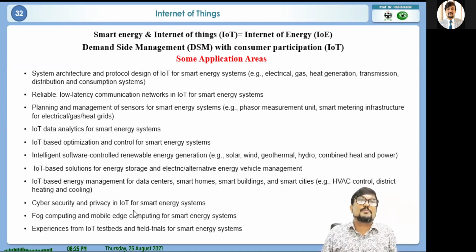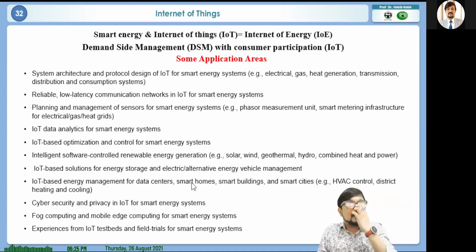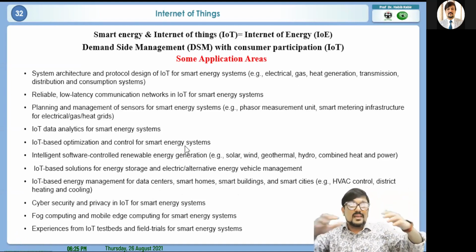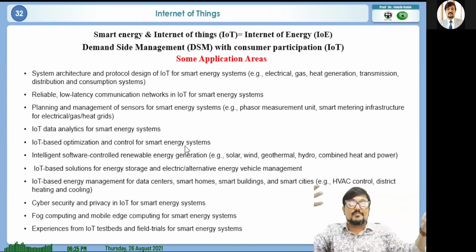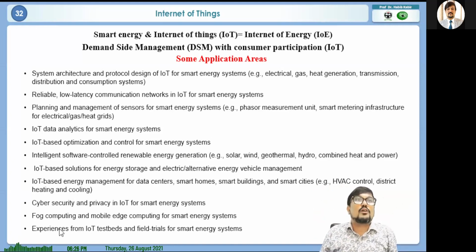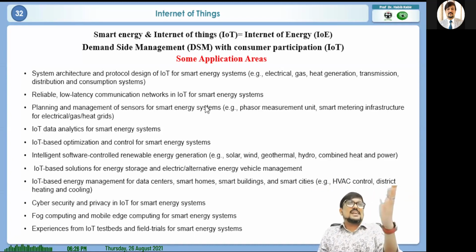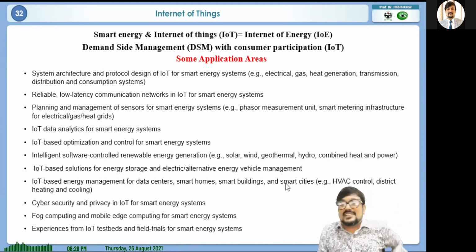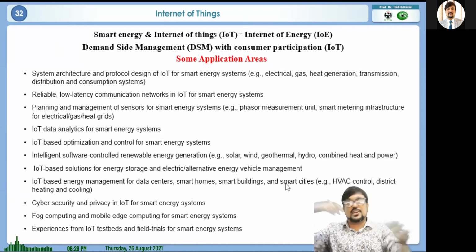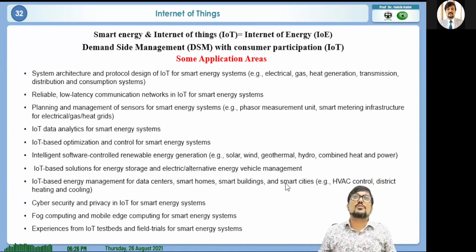Cyber security and privacy for smart energy. You take all the things from other people, and the internet is there. Sometimes there will be a blackout. The hacker can come and cause a blackout. And fog computing for smart energy. Experiences from IoT testbeds and field trials for smart energy. These are some research topics I just gave to you. These are related to data science, machine learning, artificial intelligence, the IoT and other things.